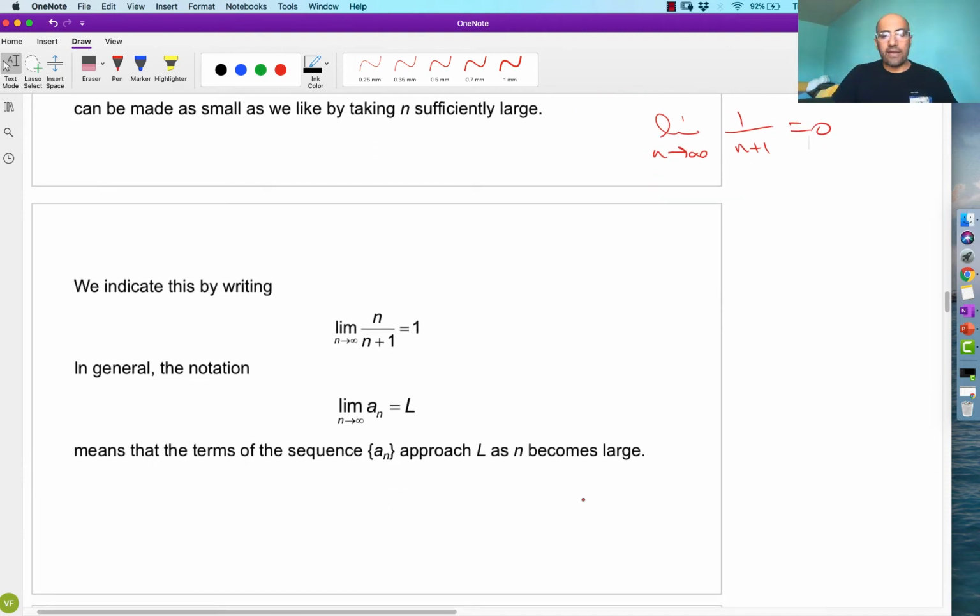We indicate this by writing that the limit as n goes to infinity of 1 over n plus 1 equals 0. And in general, the notation is the limit as n goes to infinity of a sub n equals L means that the terms of the sequence a sub n approach L as n becomes large.